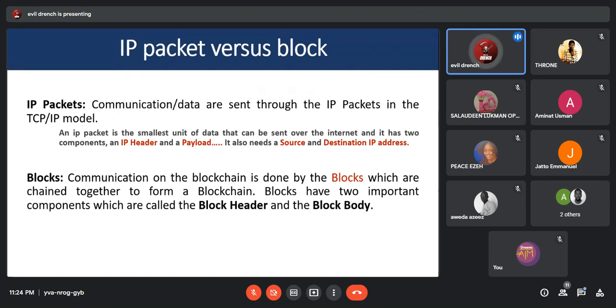Whereas a block, a communication on a blockchain, is done by blocks, which are chained together to form a blockchain. As I've said earlier, the combination of a lot of blocks makes a blockchain. A block also has two important components, which are called the block header and the block body.